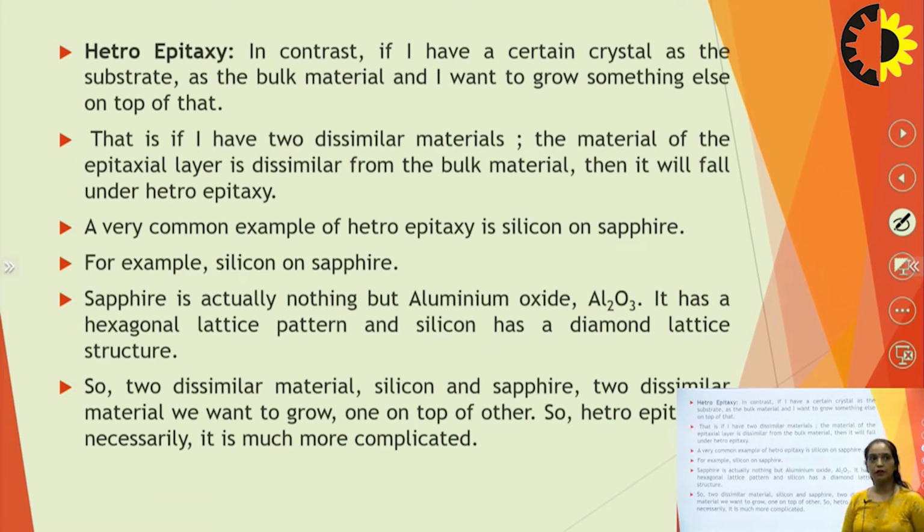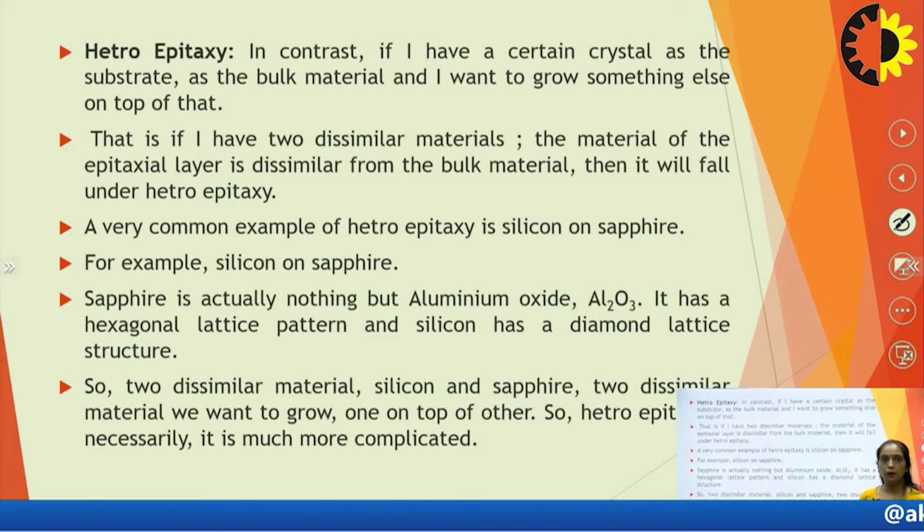Next is heteroepitaxy. If we have a certain crystal as a substrate or bulk material and we want to grow something else on top of that, that is, we have two dissimilar materials, where the material of the wafer differs from the material of the epitaxial layer grown on the bulk material, that falls under the category of heteroepitaxy.